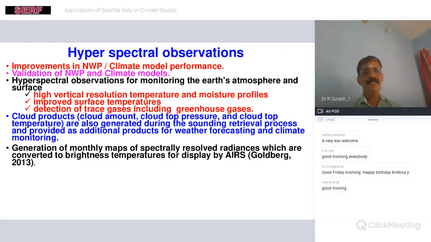So increased vertical resolution is the main advantage. This is in regard to both the temperature profile as well as the moisture profile. Both are needed for our day-to-day application as well as for building the climatology.